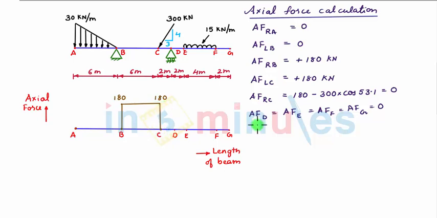Now the axial force for the remaining part of the beam from C to G is 0. So this will be along the 0 line of this beam. So we see that the axial force is positive between points B and C and is 0 for the rest of the part of the beam. So with this, the axial force diagram is complete.